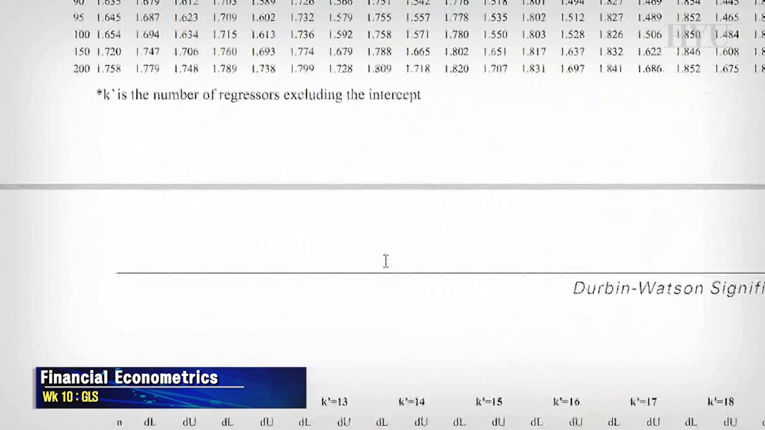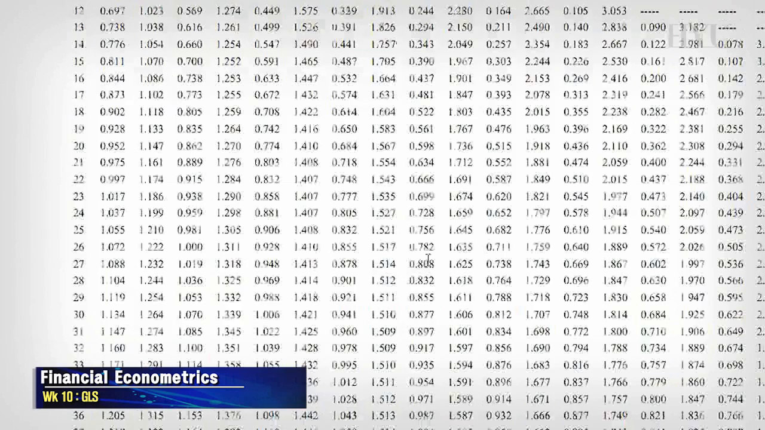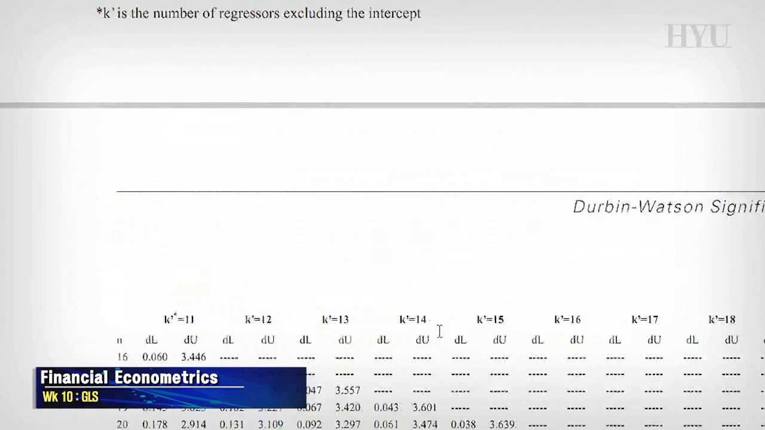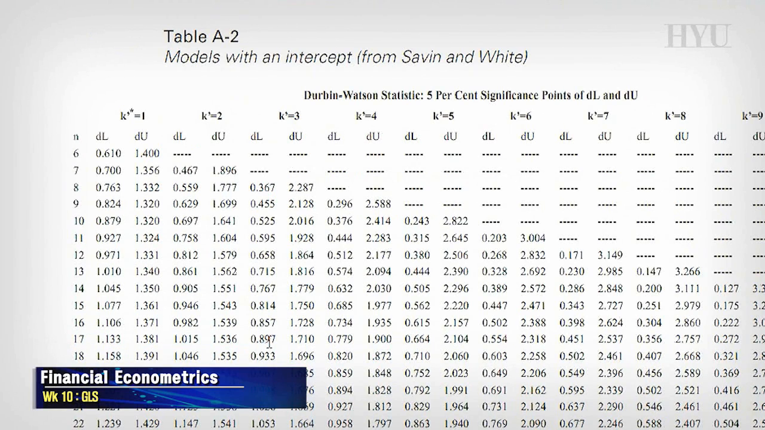Table 2. Okay, so this is 95% and this is 99%. If you want to do a 95% test, and suppose we use three factors and 17 data points, then the lower bound is this and the upper bound is this one. If our estimated statistic is between these values, then we cannot reject the null hypothesis. If it is outside of this range, then we reject the null hypothesis.